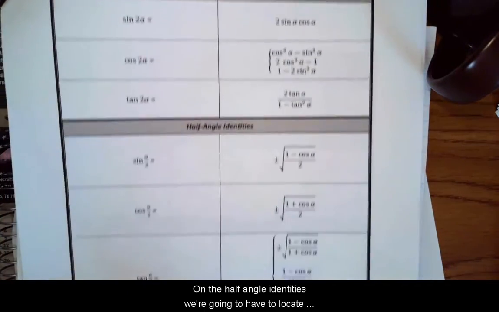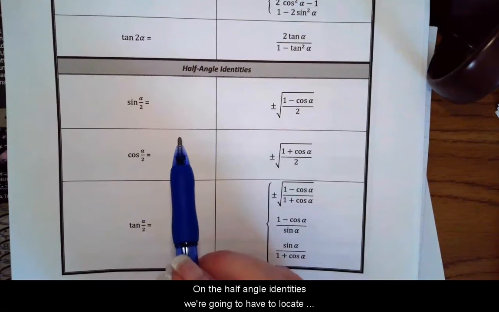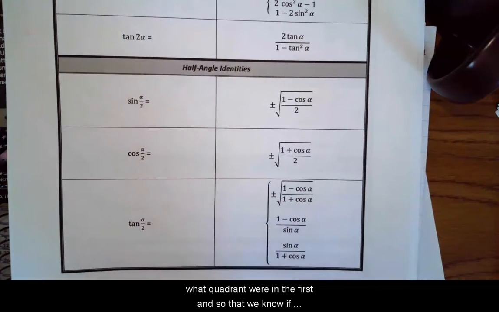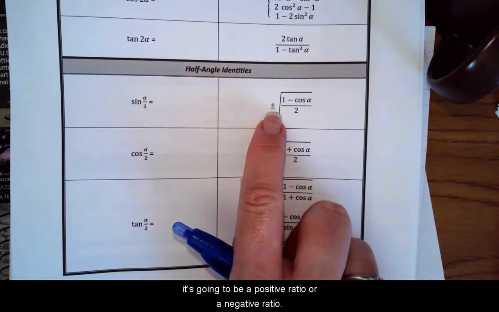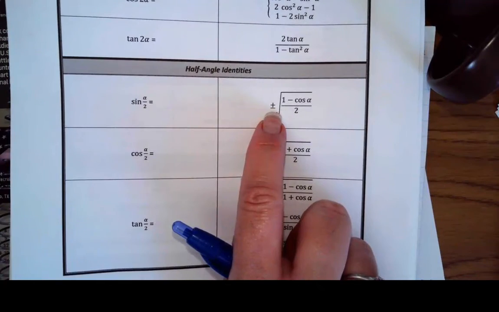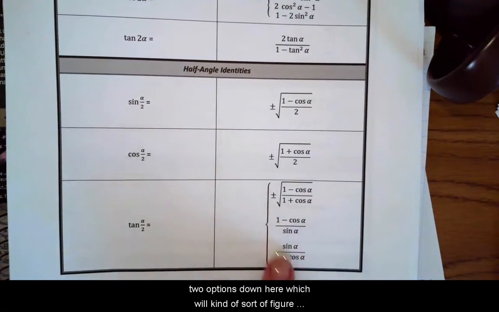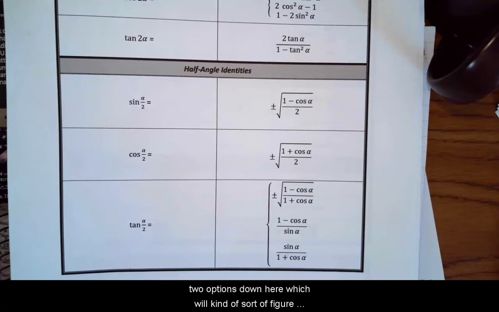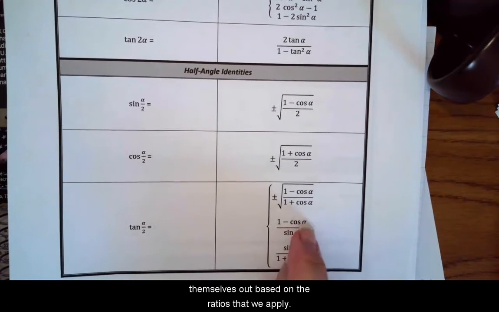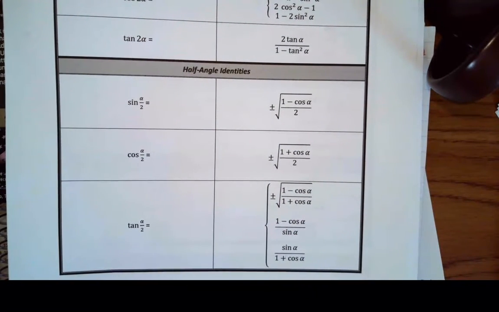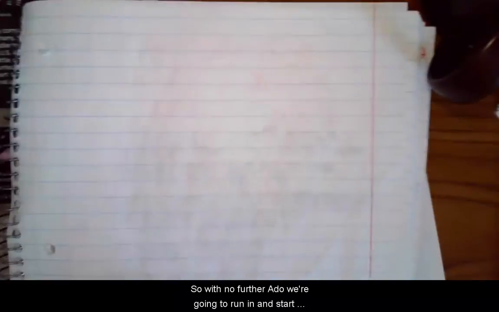On the half angle identities, we're going to have to locate what quadrant we're in first, so that we know if it's going to be a positive ratio or a negative ratio. And same thing here, same thing here. But I also have these 2 options down here, which will kind of sort of figure themselves out based on the ratios that we apply. So with no further ado, we're going to run in and start looking at some of these examples.